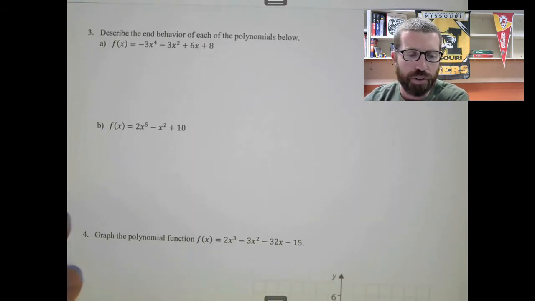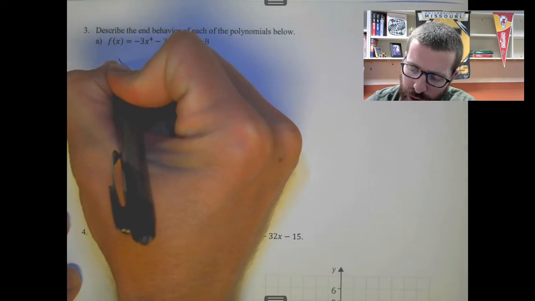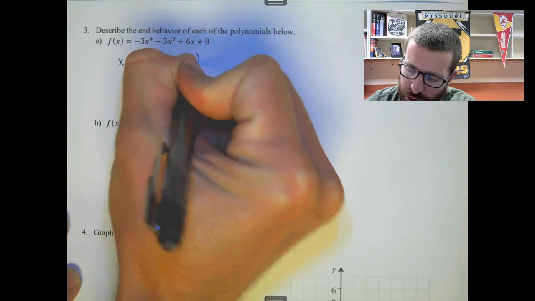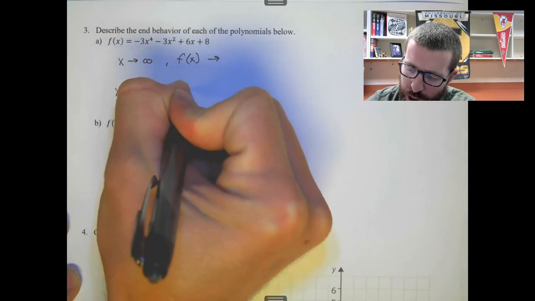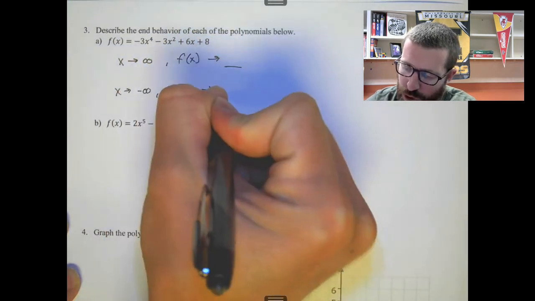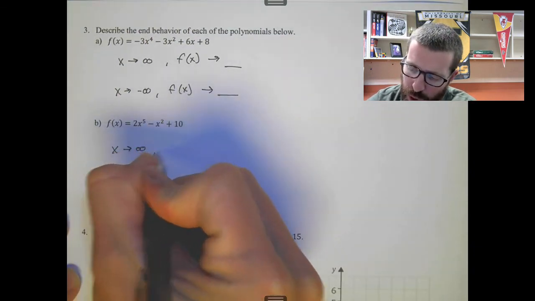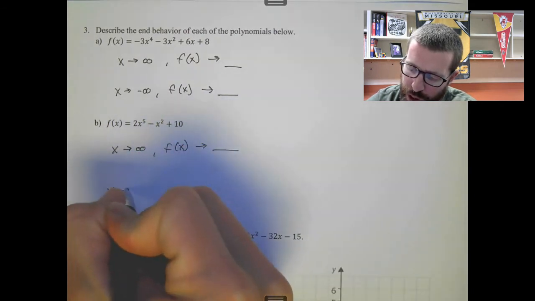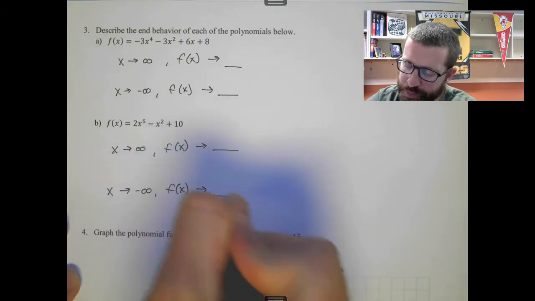When we look at end behavior, we have some different things we look at to describe what happens on the right and what happens on the left. First, with notation: as x goes to infinity, f of x does something, and as x goes to -infinity, f of x does something. I'm going to write this in on both questions, because this is the same on every question. We're not really saying anything with this notation. All we're doing is describing what we're talking about.